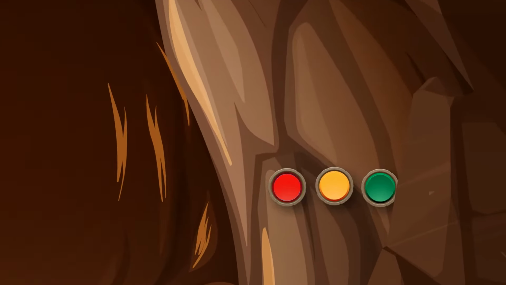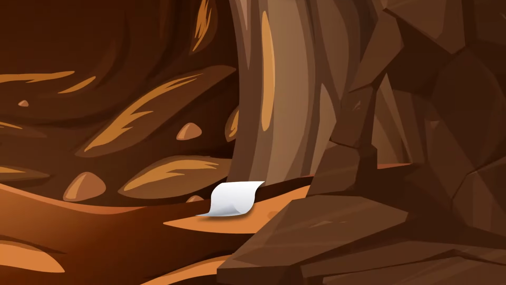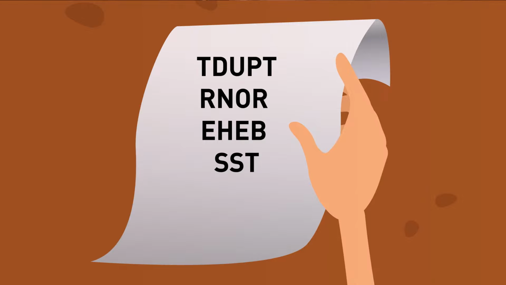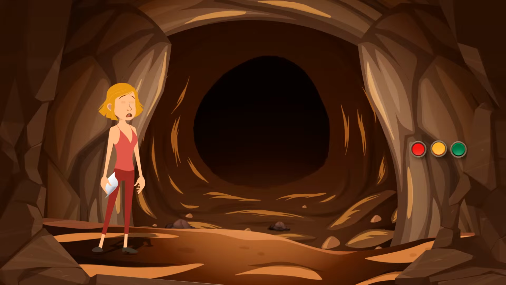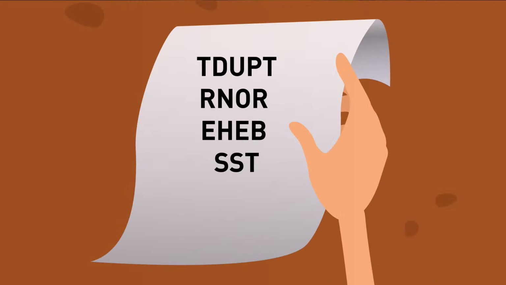As soon as he disappeared, she saw that there were 3 buttons on the wall. There was a red, a yellow, and a green button. On the floor, there was a note that read TDUPT, RNOR, EHEB, and SST. She clicked one of the buttons and managed to open a door on the wall. Can you guess which button she chose?